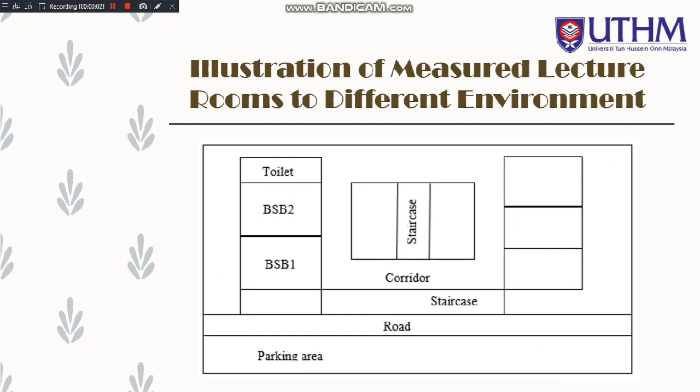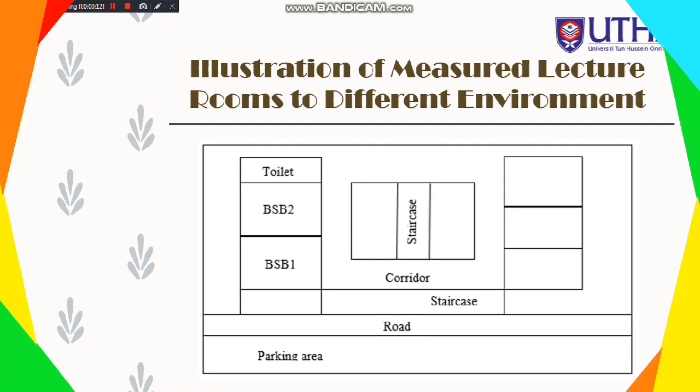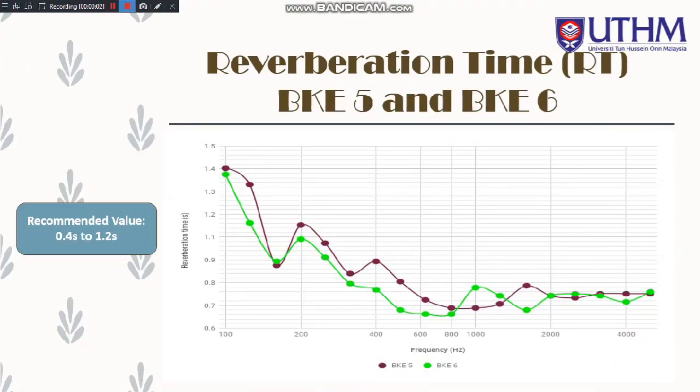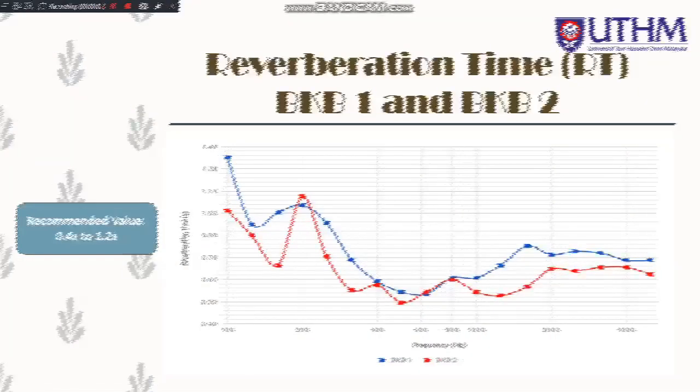So in illustration of major lecture room at block B6, where the class is surrounded with corridor, other lecture rooms, road and parking area. Reverberation times at block BKE. Based on the graph, it shows the data at BKE 5 and BKE 6 is still in recommended value, which at range between 0.4 second and 1.2 second.